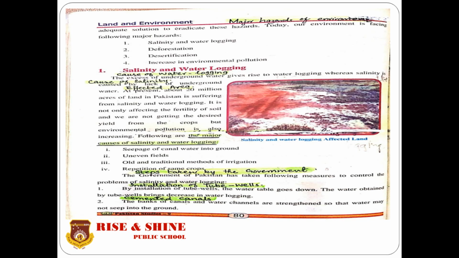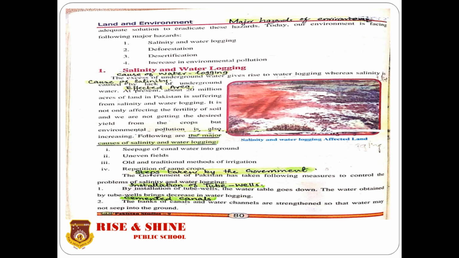And what is the salinity? When the water level comes on the surface, then due to the heat of the sun, the water evaporates and the salt remains on the soil and the color of the soil or land becomes white. It is the saline, or this problem is called the salinity.